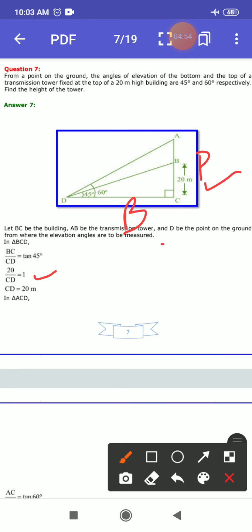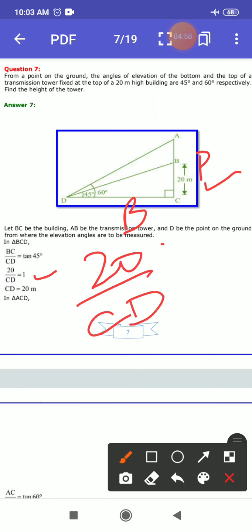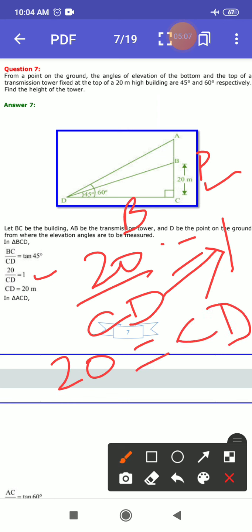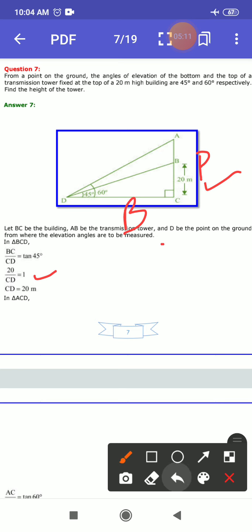Now do the cross multiplication: 20 upon CD is equal to 1, so 20 is equal to CD. By this way you solve this question and find the value of CD.